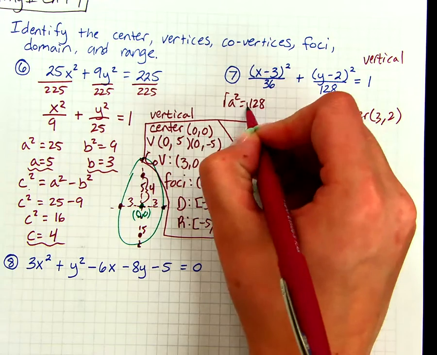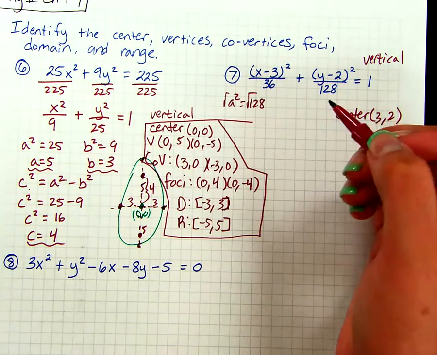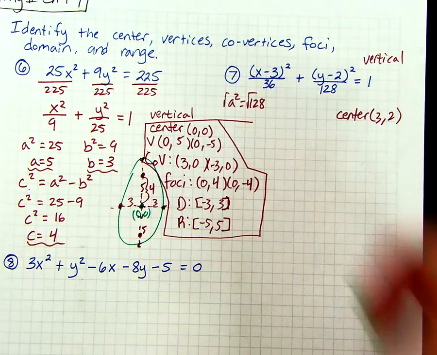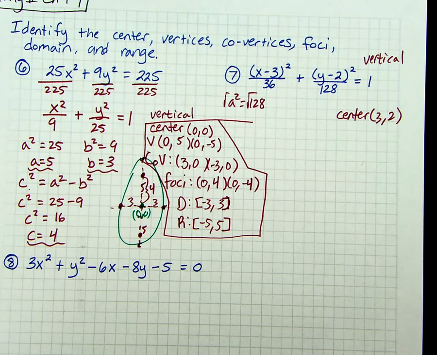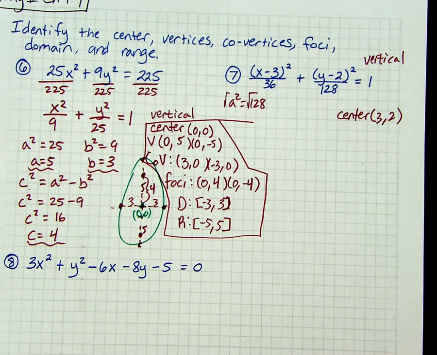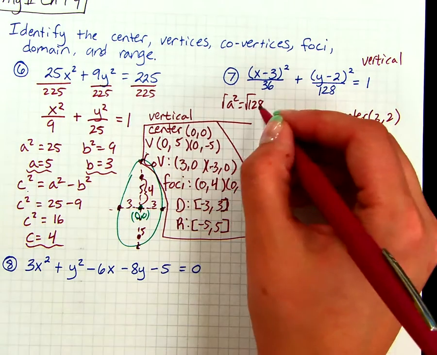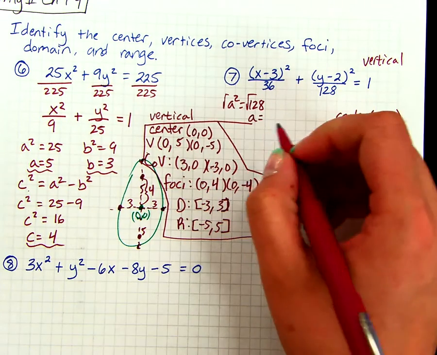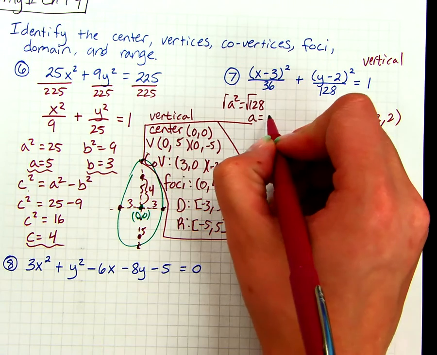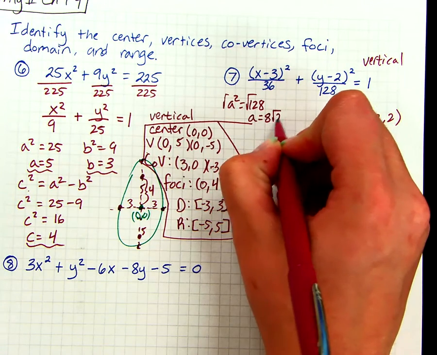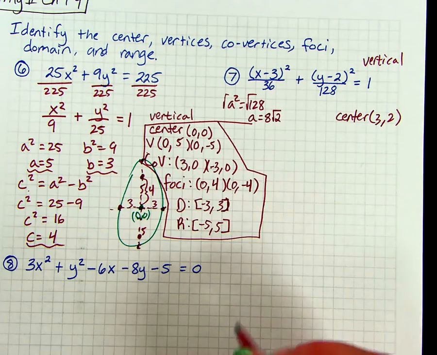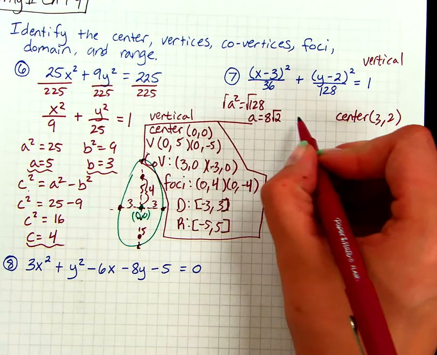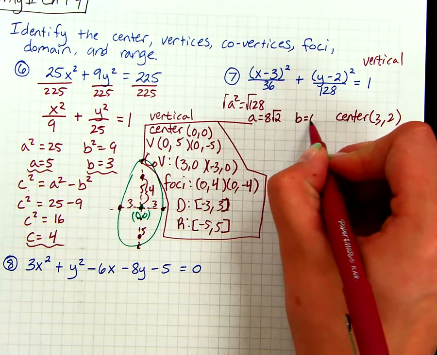which can be simplified. So we can divide, let's see, 4 goes in there, so it'd be 4 times 32. So let's see, 16 goes in there. Let's see, what else goes in there? 64, there we go. 64 goes in there. So 64 times 2. So that means that our a is going to be equal to the square root of 64, which is 8, and then square root of 2. And then our b value is going to be the square root of 36, which is 6.